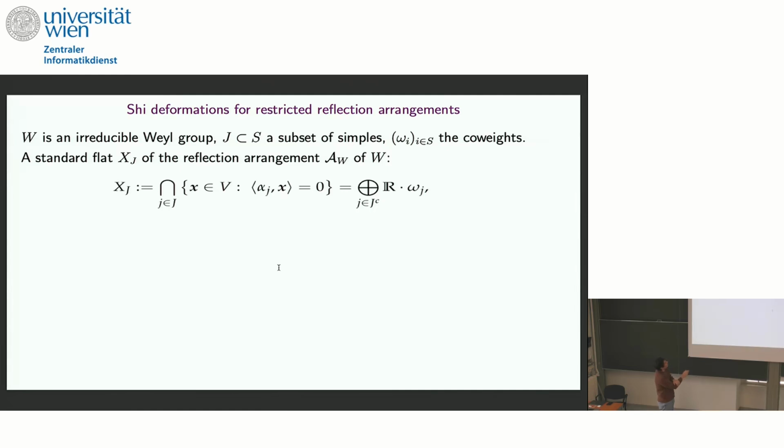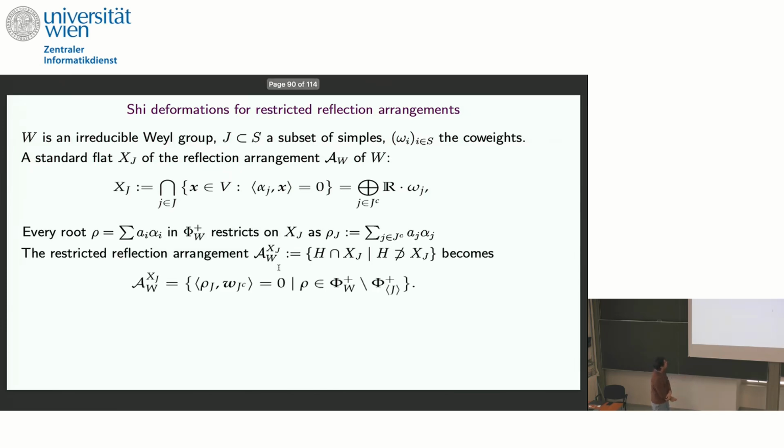Okay? In particular, if your set J is the empty set, then you have the whole space and you have all of the co-weights as natural coordinates. Every root can be restricted, so literally project in a particular way, but I'm using the word restrict here because it depends on the inner product, but you can restrict on the flat X_J by sort of getting rid of the coefficients for the simples that are inside the set that you selected. Because the co-weights are the coordinates that you want, and the co-weights are orthogonal to the simple roots.